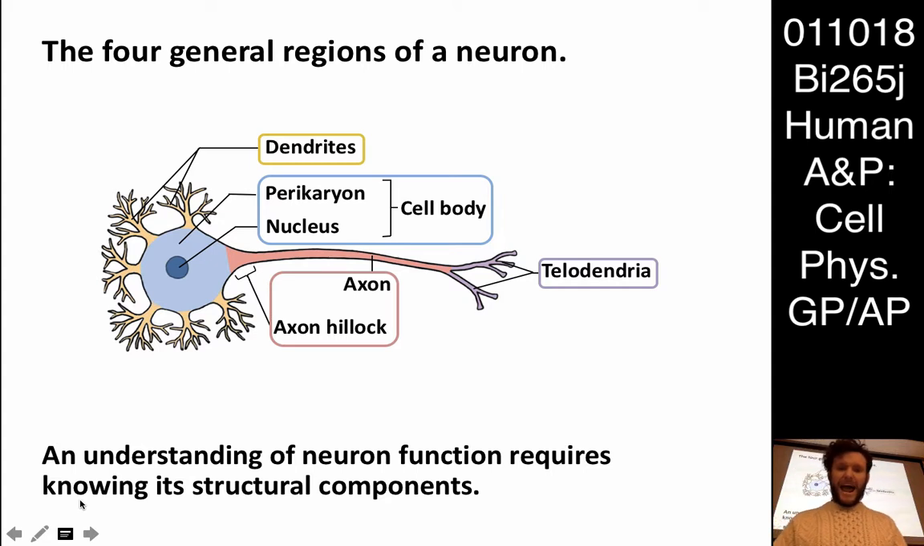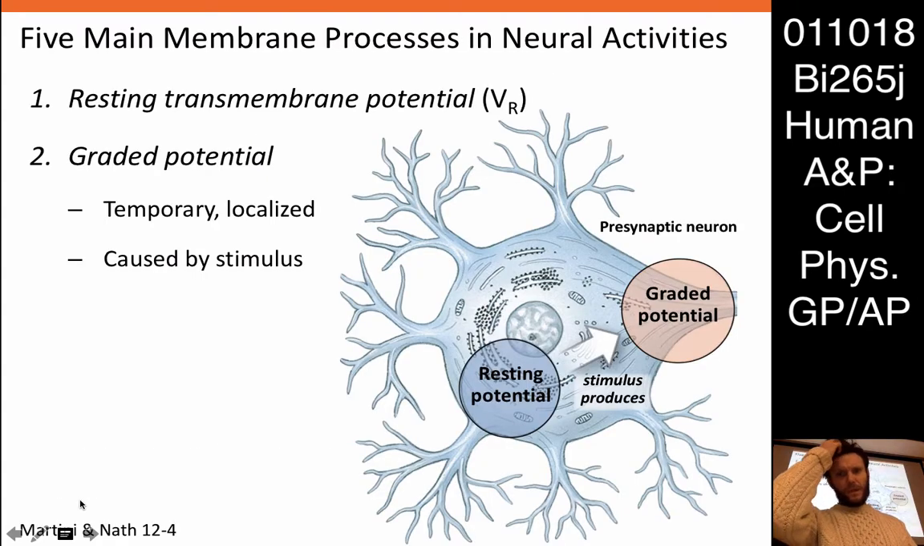There is the axon with a special place called the axon hillock. Hillock is just a little hill, a little bump. The axon hillock leads to the axon, which terminates in the telodendria, which have these little synaptic boutons, or synaptic knobs, on the end. All right, so those are the structural components of the neuron.